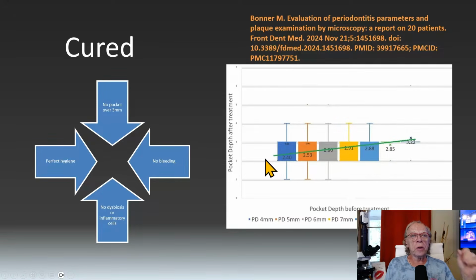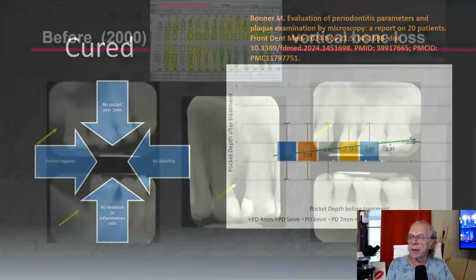If you only do deep cleaning, you'll have like this. An 8 millimeter pocket will finish at 5. So the line will be like this. So this is no good. What we want is almost all the time under 3 millimeter pocket. So this is what we want.